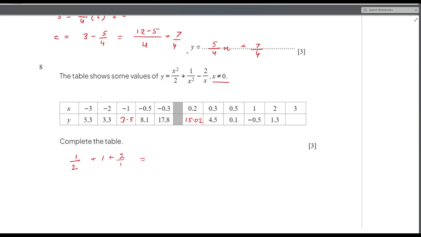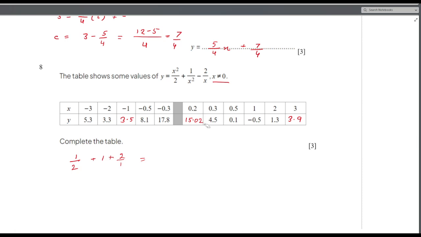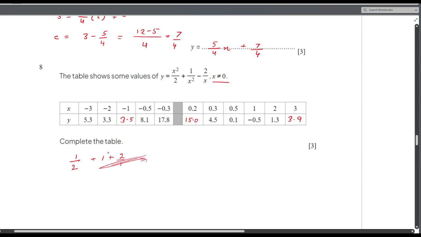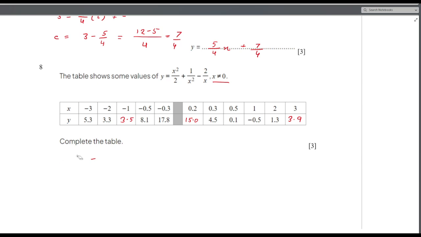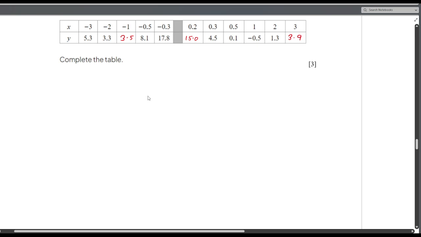So the result is 3.94, 3.9. As they are asking for the answer up to one decimal place, this 15.02 I will write as 15. Now complete the table. So the table is complete, fine. Completing this table is worth 3 marks.